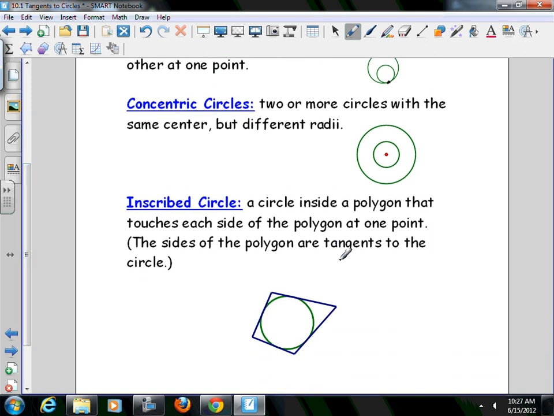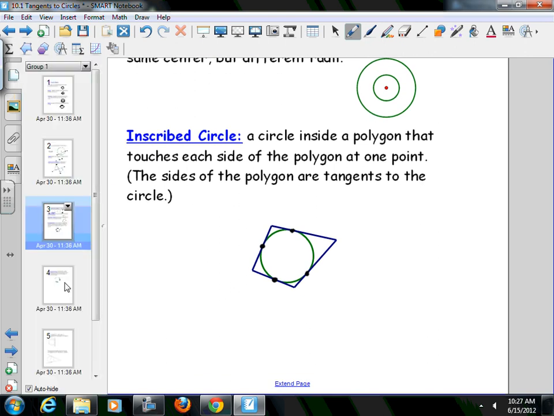An inscribed circle is a circle inside a polygon that touches each side of the polygon at 1 point. You can imagine this circle. I haven't labeled the points, but how it touches each side of the polygon at 1 point. The sides of the polygon are the tangents to the circle.